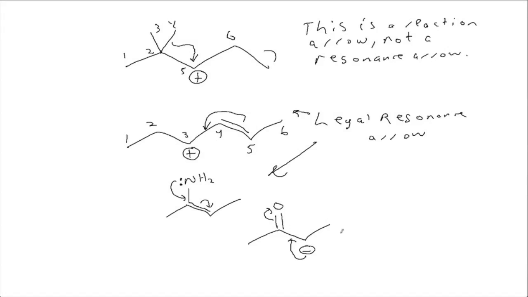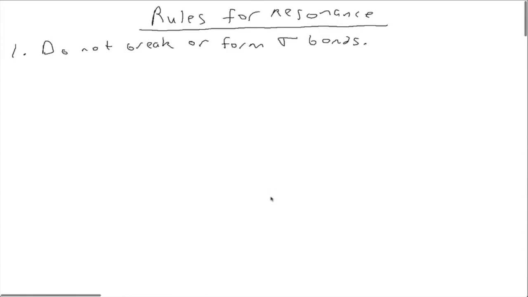Is this a legal resonance arrow? Yep. Because again, we're only working with lone pairs and pi bonds. These electrons come from a lone pair. These are forming a lone pair. We're not doing anything with sigma bonds. I think that's pretty simple. So let's go on to rule 2.